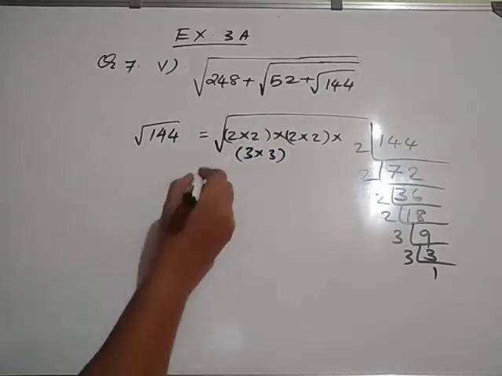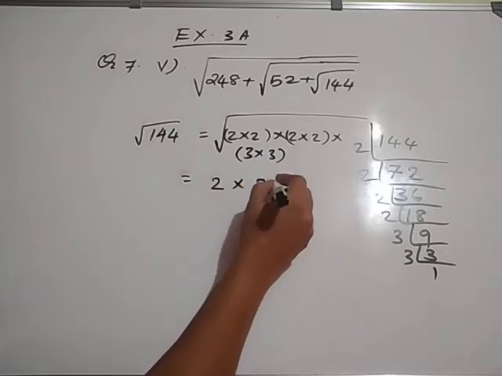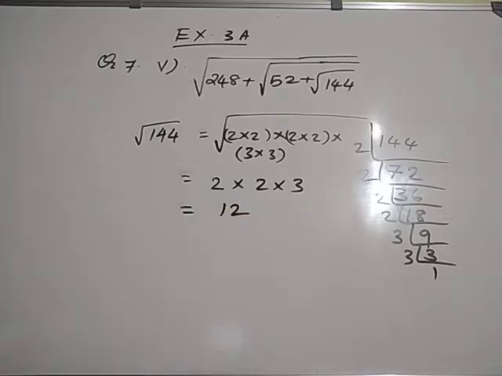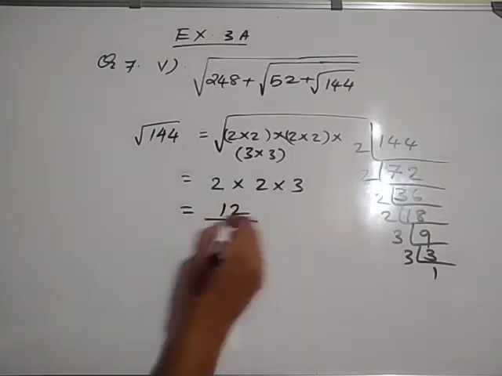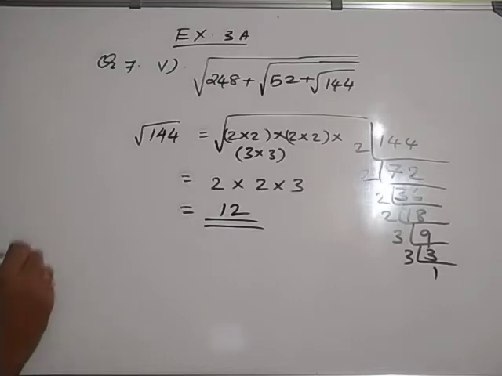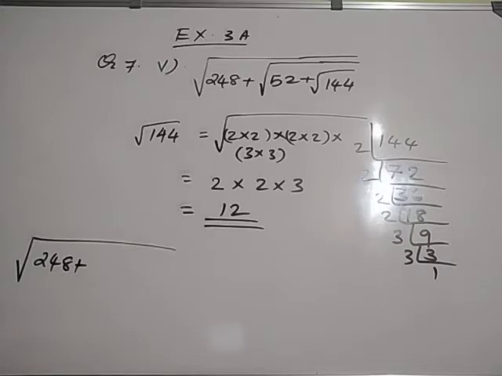Okay, let us take one number from each group. 2 into 2 into 3. That is the square root, 12. Okay, so the square root of 144 is 12. Let us substitute that. That is square root of 248 plus square root of 52 plus 12.